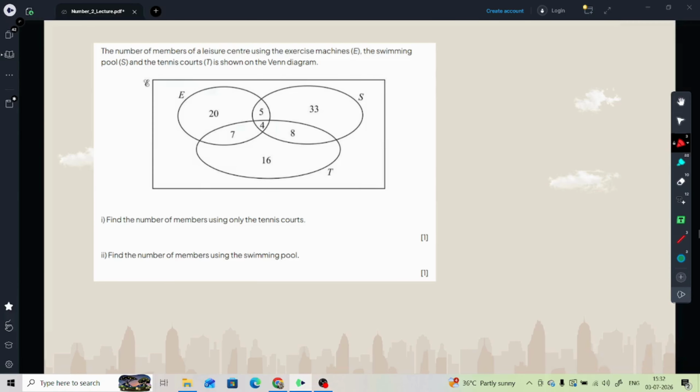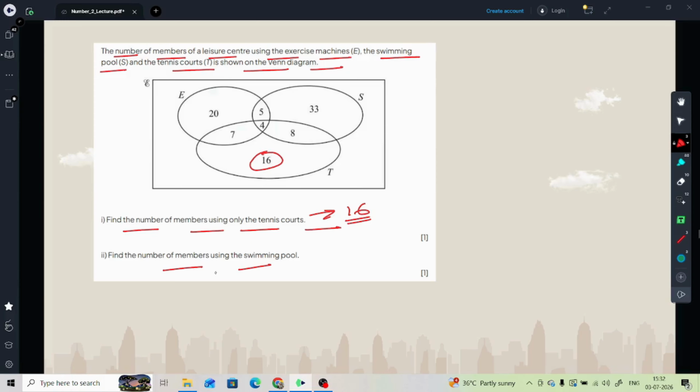Okay, now again, a very easy question if you understand the concept, and a very tough question if you don't understand the concept. Here it is asking you the number of members of a leisure center using the exercise machine E, the swimming pool S, and the tennis court T, shown in the Venn diagram. Find the number of members using only the tennis courts. So only the tennis courts, that will be only 60. Direct answer you can give in just 1 second like this. And then find the number of members using the swimming pool.